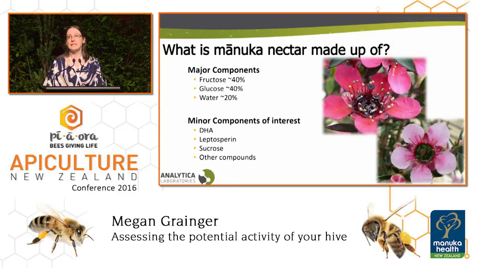So what is nectar made up of? As we know, the flower is trying to attract the pollinating insects, so it's going to be nice and sweet. So we've got 80% sugar, give or take, so about 40% glucose, 40% fructose. There's also about 2% sucrose in there, and then the other major component is about 20% water.